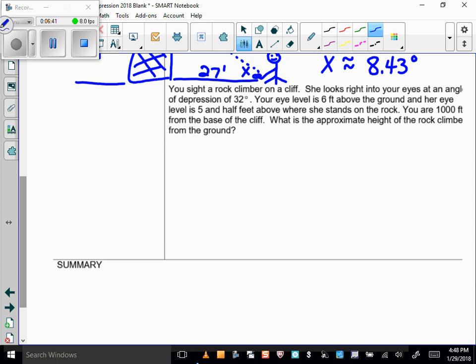You sight a rock climber on a cliff. All right, let's put a cliff up here. Here's our cliff. Here's our little rock climber. Woohoo, I made it. She looks right into your eyes. So where are you? At an angle of depression. So let's say you're down here somewhere. This is you. Hello. So she's looking down at you.